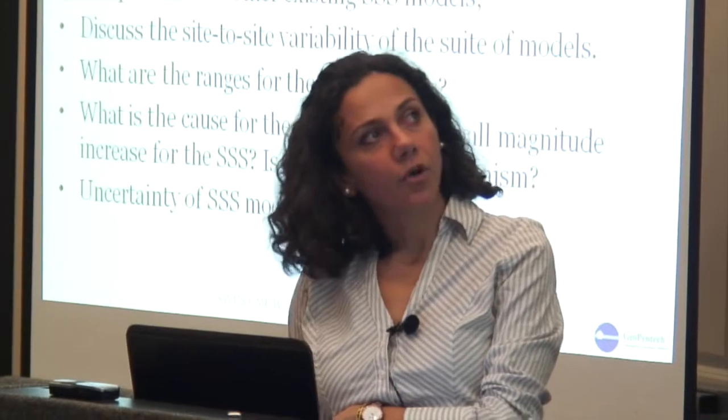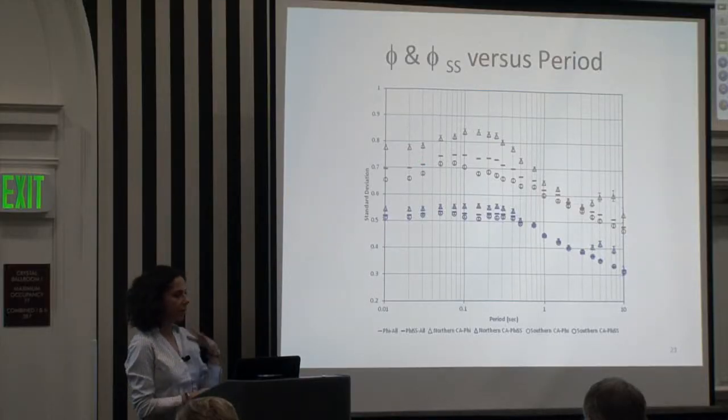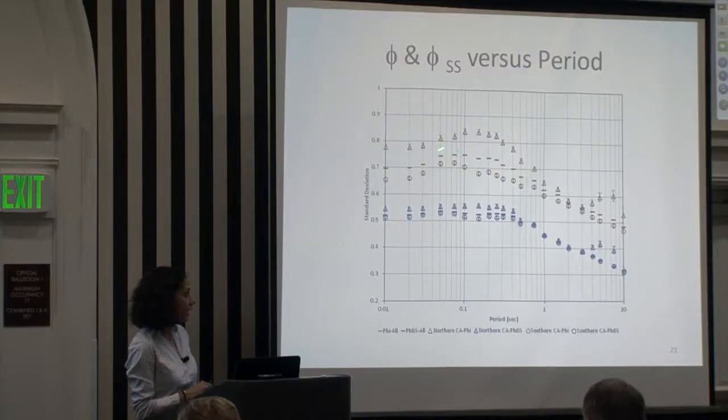Now I'm showing then the phi and VSS for Northern California and Southern California, and it's kind of interesting to see that for phi you see some difference in Northern versus Southern California, but when you take out the site term, they kind of collapse.